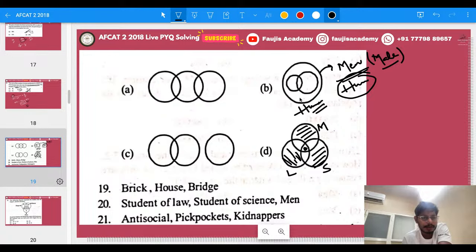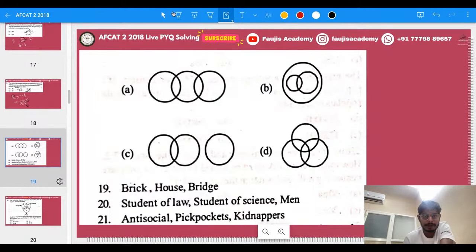Okay, but then I think we should probably go ahead with this. The answer key says B. Okay, the answer key says B, but I would like to differ. That's why I think we should probably go ahead with D. All right, so let's go ahead with this one.